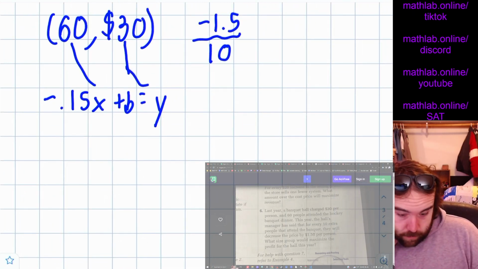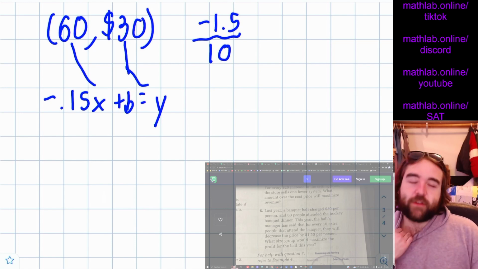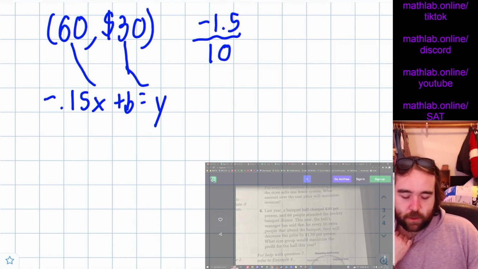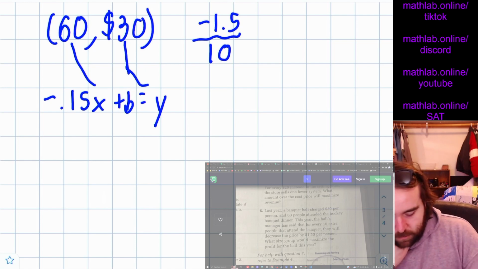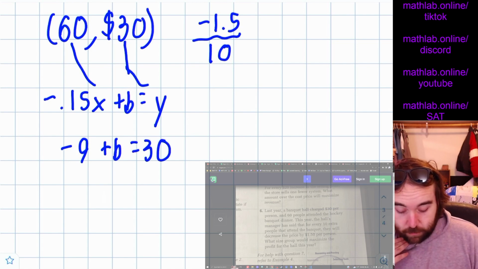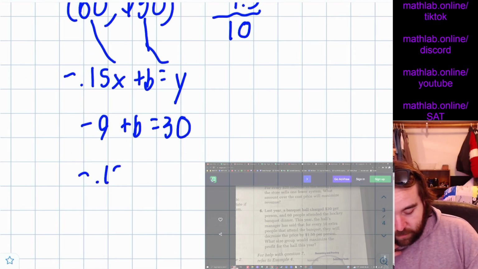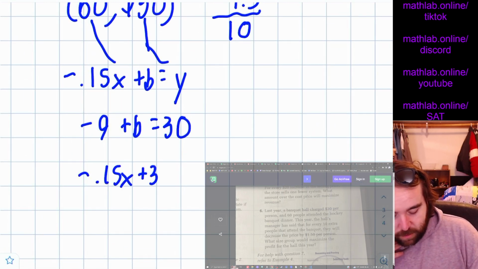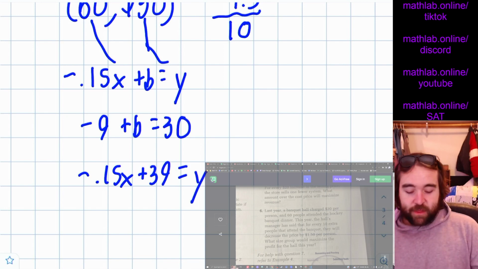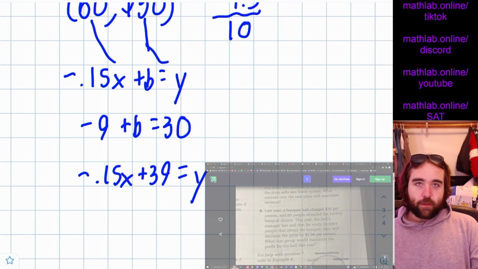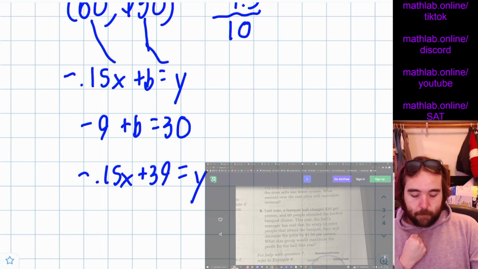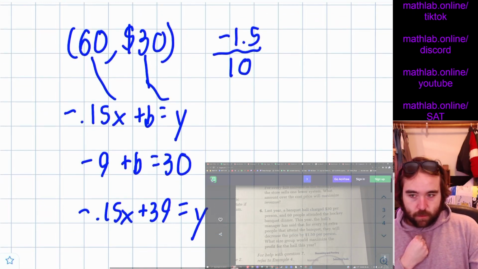And then we can plug in this point to see what B has to be. So math's a little harder, 0.15 times 60. Well, that's 1.5 times 6, which is 9. So that's negative 9 plus B equals 30. So B equals 39. So then we have our equation, negative 0.15x plus 39 equals Y. So then that's the money that we're bringing in per person.